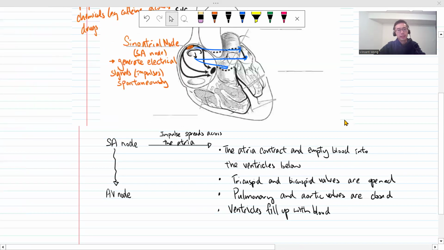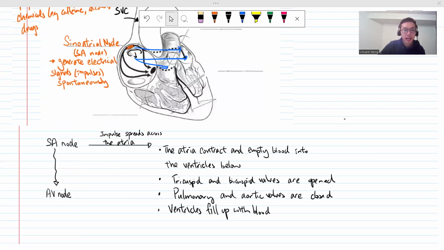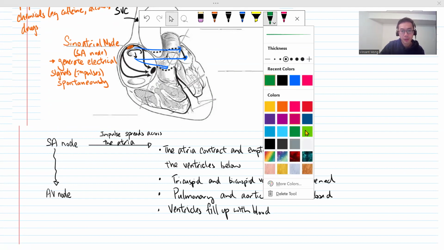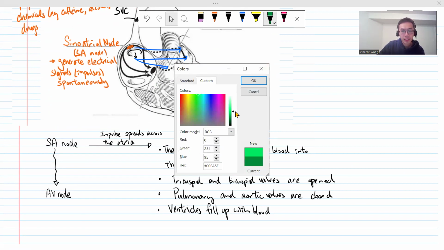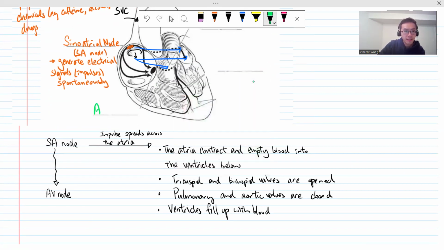Okay, in the diagram, we have another cluster of cells here. I'm just going to use a different color for you to see a little bit better. This is the AV node, which stands for atrial ventricular. Atrial ventricular node, or AV node for short.